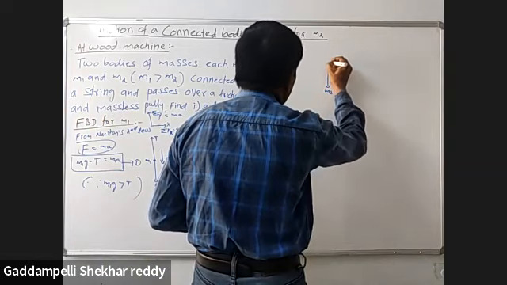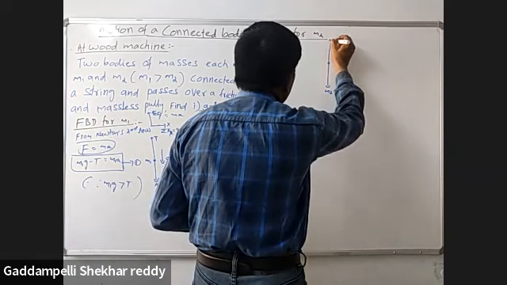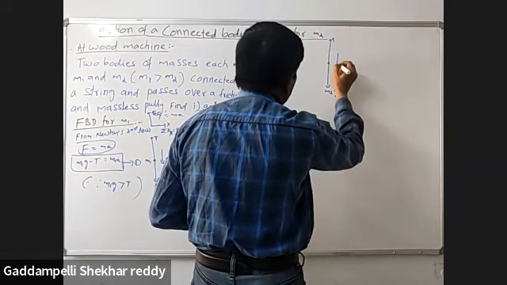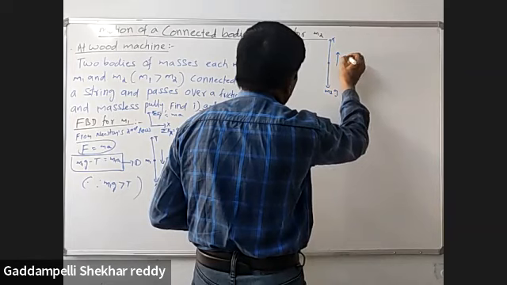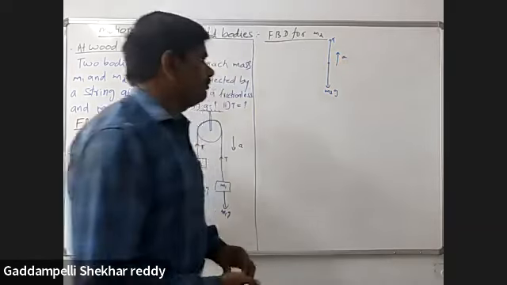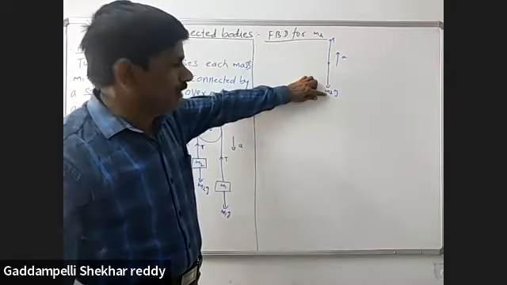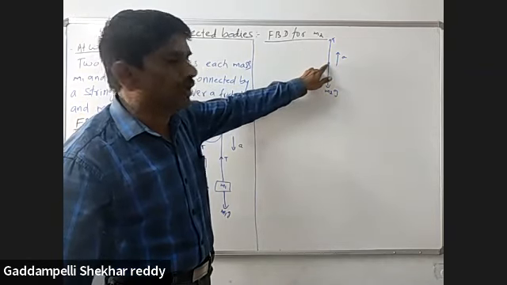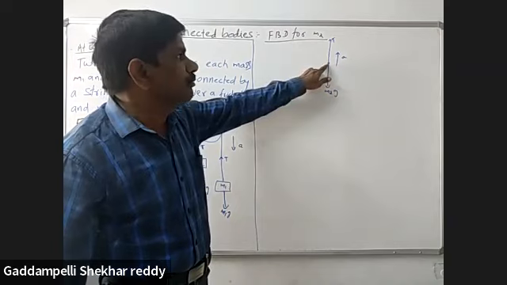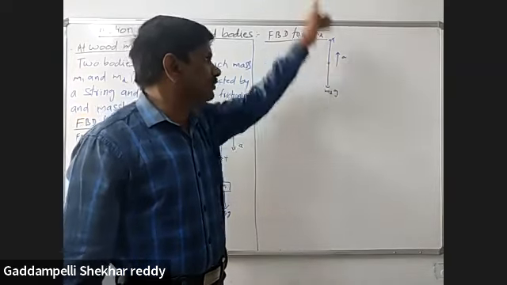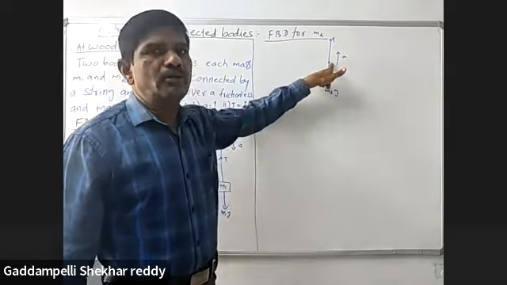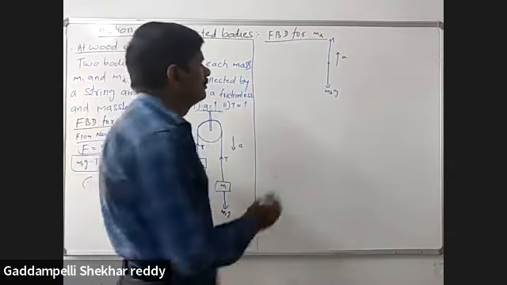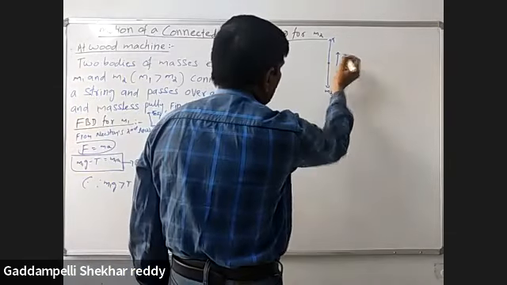Weight is always in the downward direction, and tension force is in the upward direction. Your body moves up, so the acceleration is in the upward direction. This is a point mass, with weight downward and tension away from the mass. Tension force is always away from the point or mass. So here the acceleration is upward.